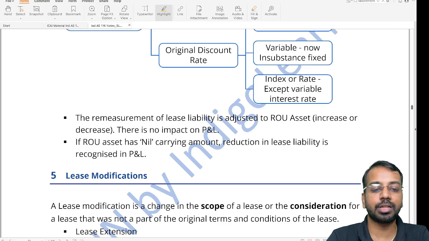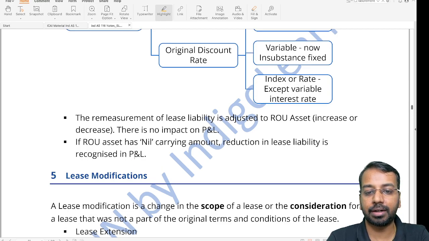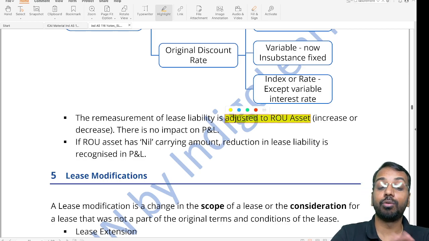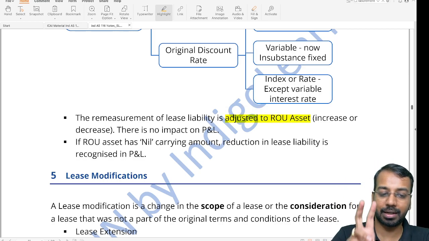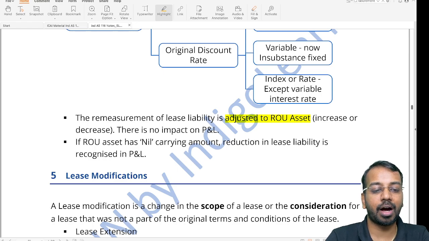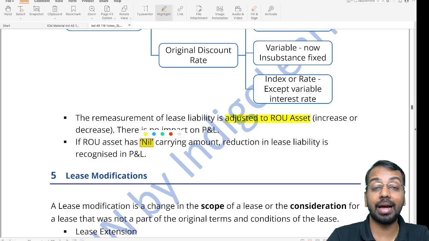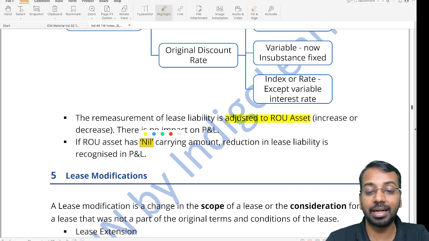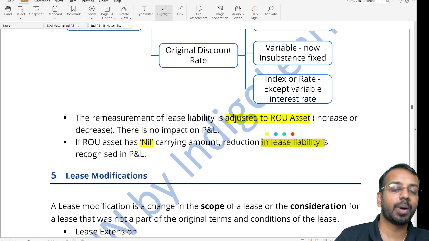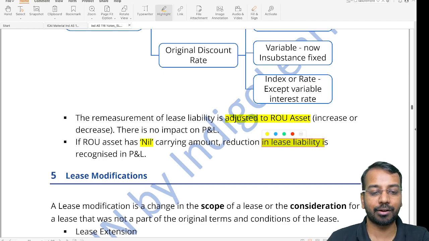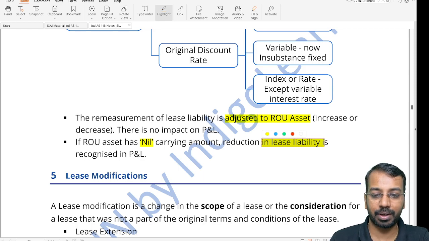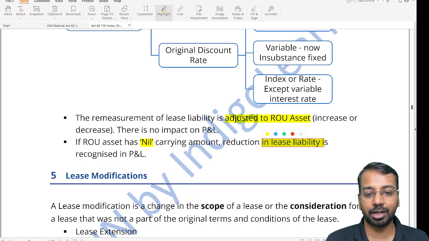So we have understood that remeasurement of lease liability is adjusted to the right of use asset. So there is no impact in P&L. And if the ROU asset has a nil carrying amount, and there is a reduction in liability, then the balance part is recognized in P&L because we cannot take the ROU asset to less than 0. Any questions so far? For a couple of minutes, if you want me to solve any specific questions, please let me know. Otherwise, we'll continue with the next aspect.